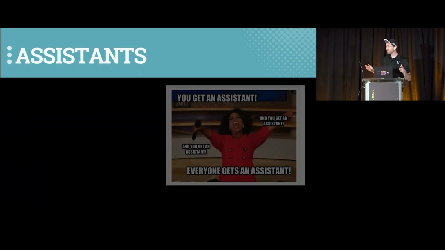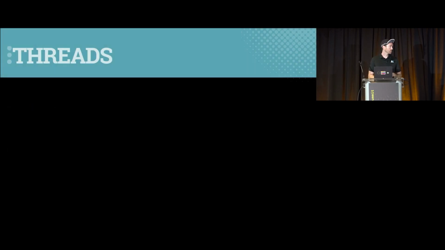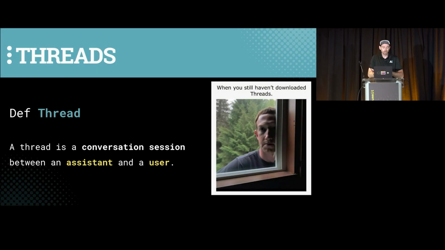And these assistants, this was like the next thing, right? And it's just going to use OpenAI's models. It's going to be able to access files, aka do RAG. It's going to be able to maintain this persistent thread. It's going to be able to do something a little more agentic and call tools. We're going to have a little bit of this memory and persistence. So this sounded really good. And this was kind of obviously the next evolution.